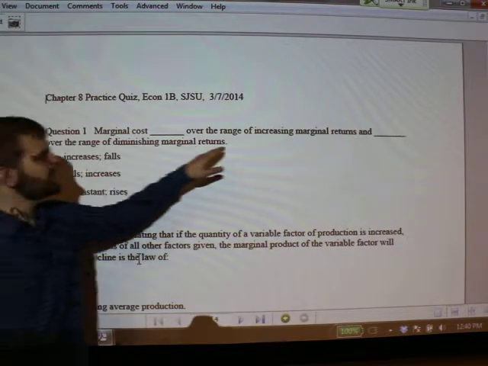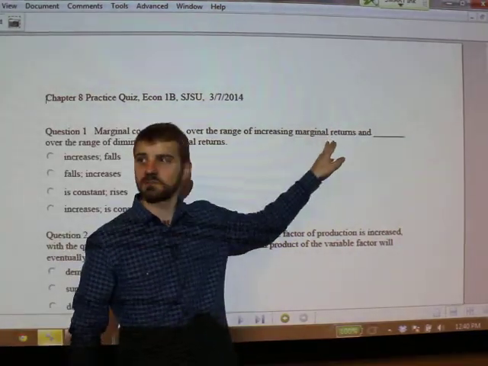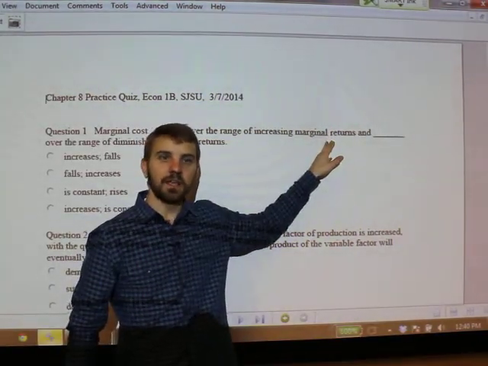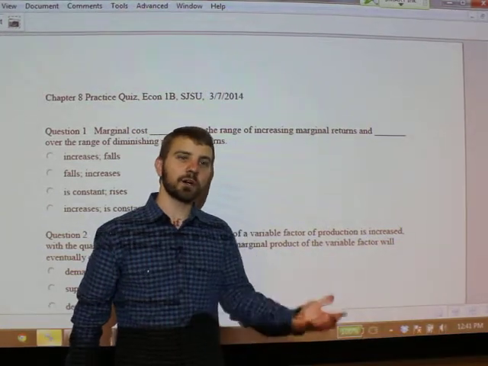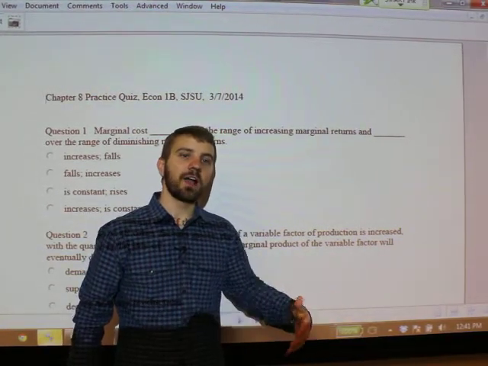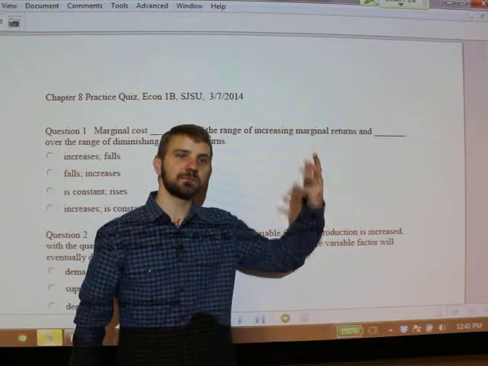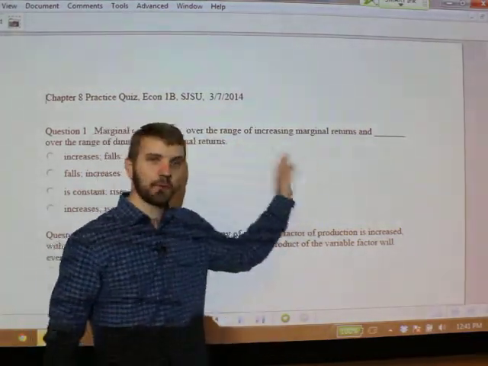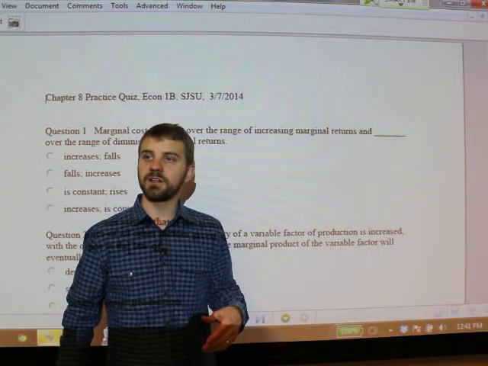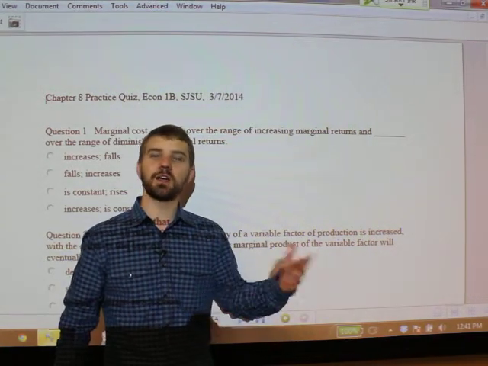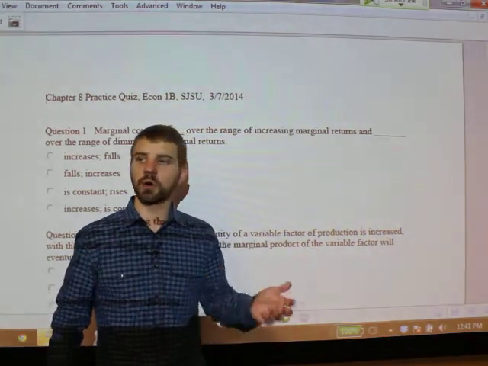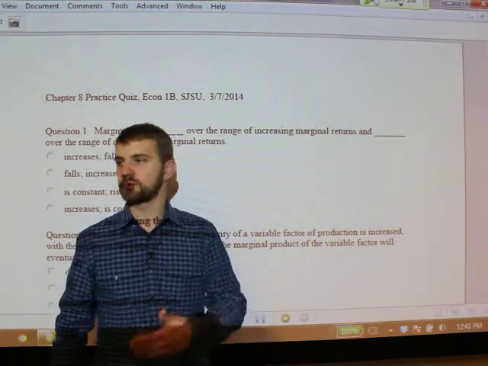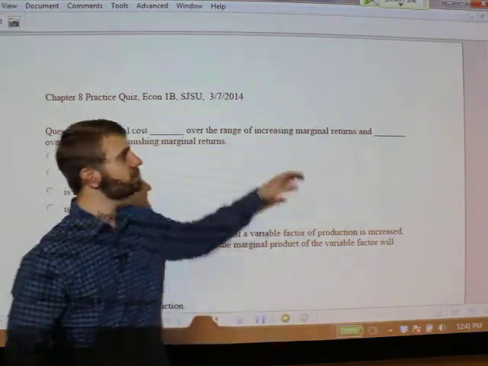Why? Because what does increasing marginal returns mean? It means as you add another worker, his output increases by, let me say it another way. As you add one more worker, the additional amount that they produce is going up. So each additional worker is producing more than the previous worker. So that's what increasing marginal return means.